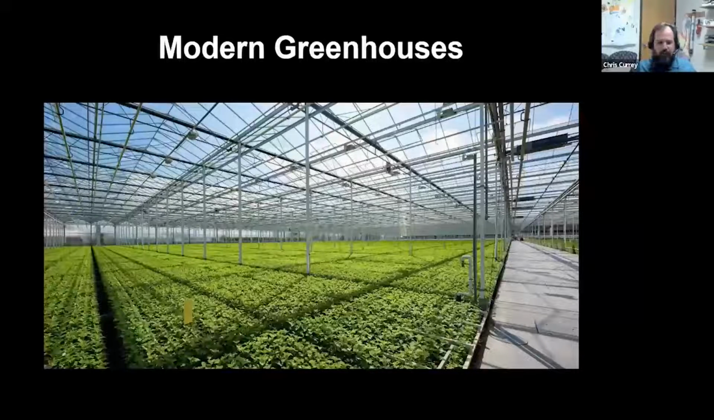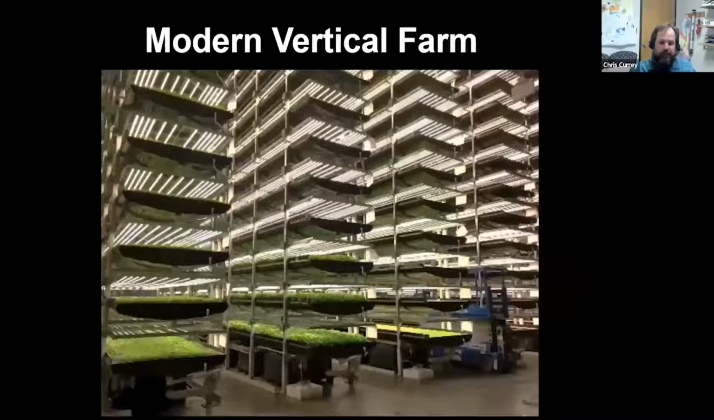But things are changing even more, and we're starting to see things like vertical farms being used. And so here we see an example of a modern vertical farm. This is going to be something that's used to produce leafy greens, specifically young short crop time things like microgreens.